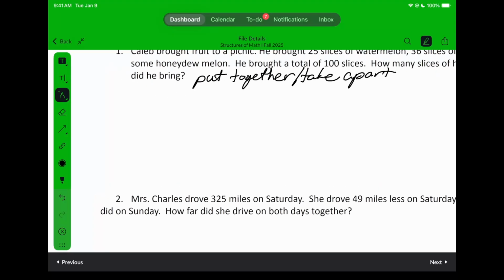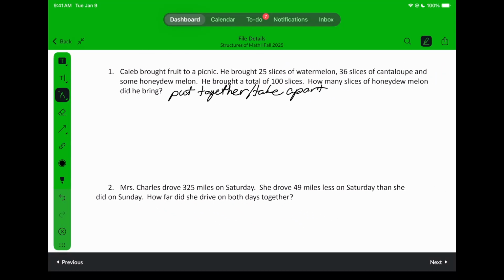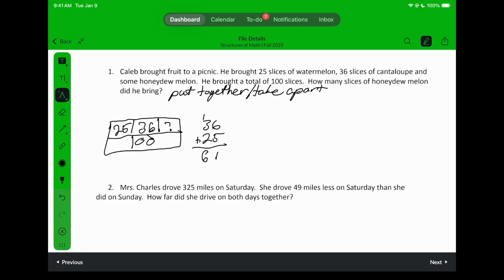So we need to draw our strip diagram. So we know the total is 100. We know there's 25 watermelon, 36 cantaloupe, and some honeydew. And we need to find the honeydew. So how do we solve this? First, 36 plus 25. 6 plus 5 is 11. 3 plus 2 is 5 plus 1 is 6. So we have 61. Without honeydew, he brought 61 slices.